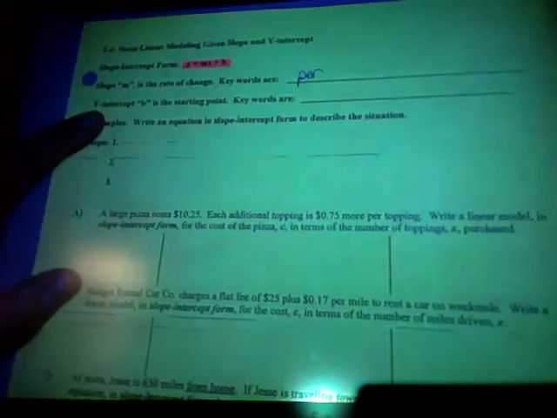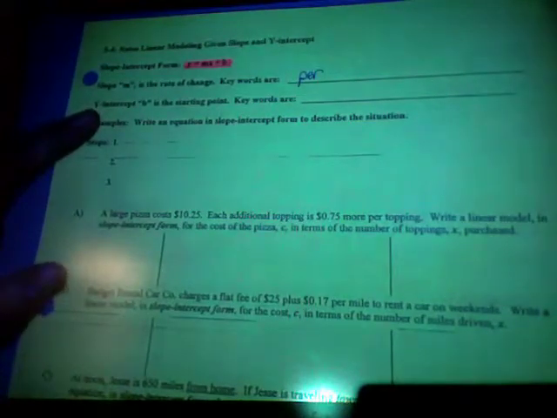So "per" is one of those words that means a rate of change, and a rate of change is always a variable. And so we're going to look at what are words that would refer to a starting point. Okay, well, let's look at a word problem and we'll see if we can find some of them.